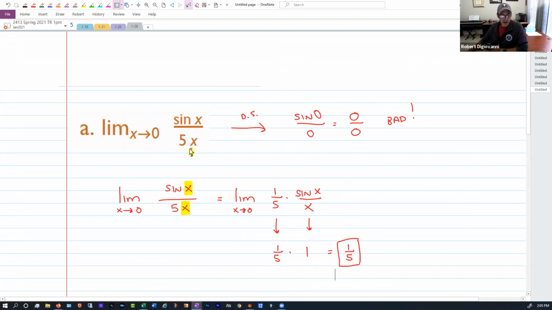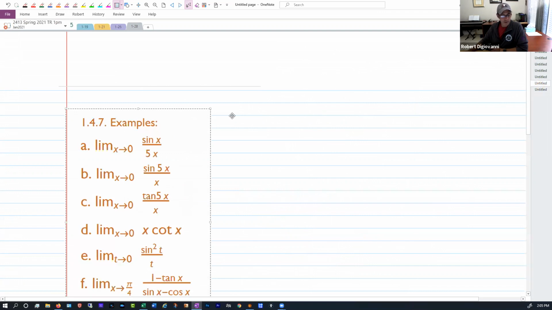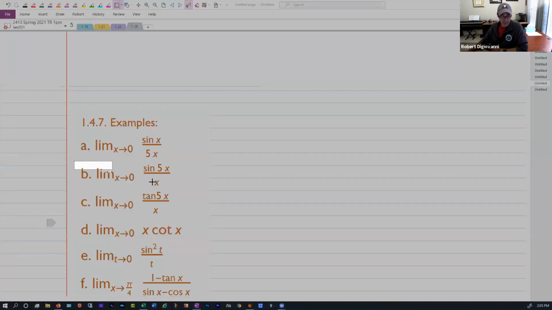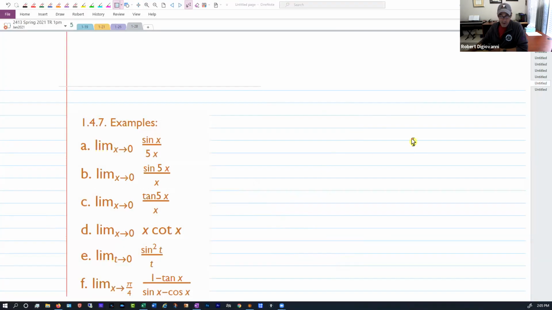So this was recognizing that in order to get the junk to match, we had to peel the 5 off to the front. Any questions? Let's look at the next one. The next one's not the same. It looks the same, but it's not.